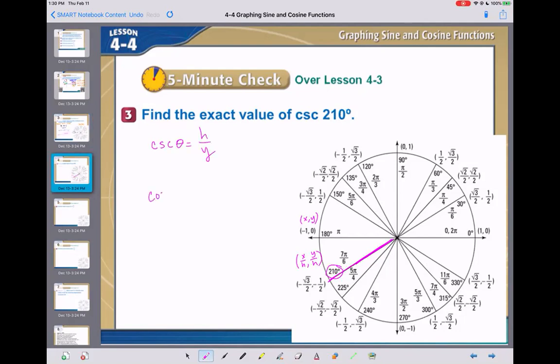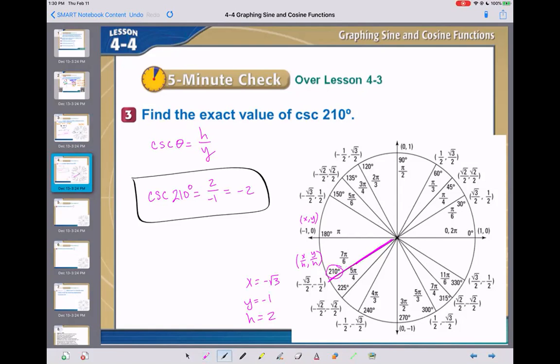I started to actually write the word cosecant. Let me just write the symbols. CSC 210 degrees would equal, from over here, I can tell you that my x is -√3, my y is -1, and my h is 2. So I could just say this is 2 over -1, or -2. That would be my solution.